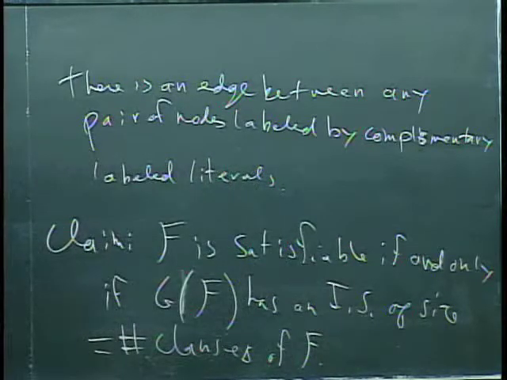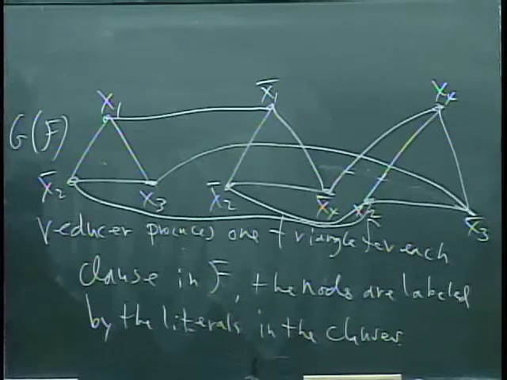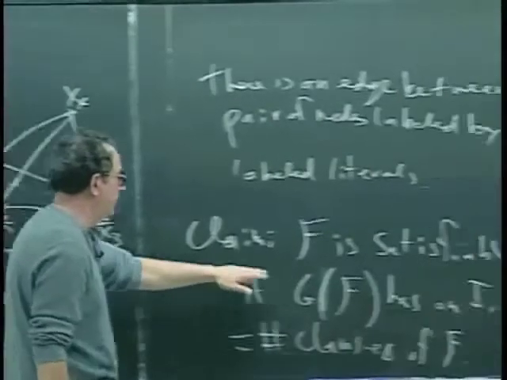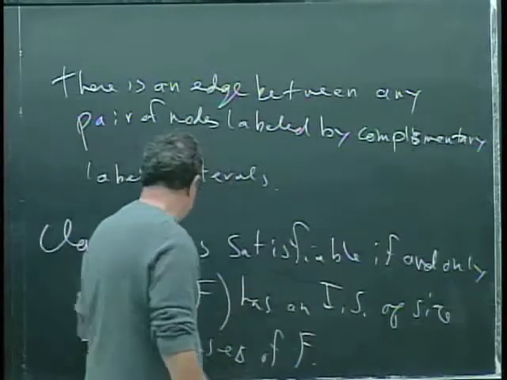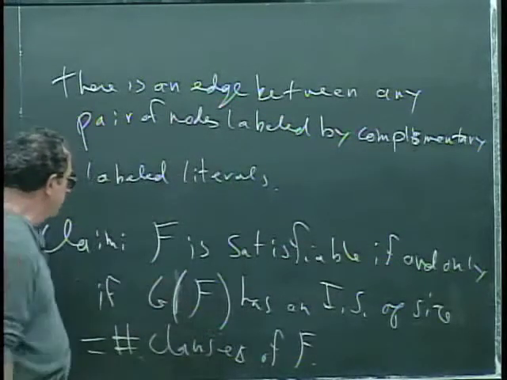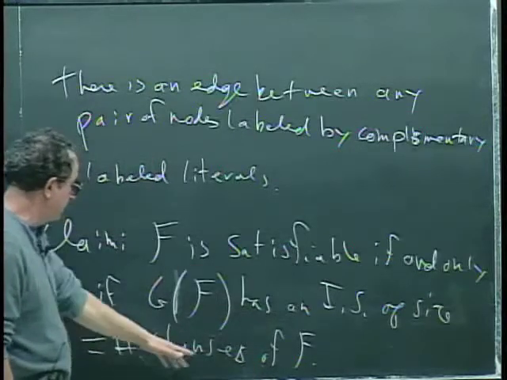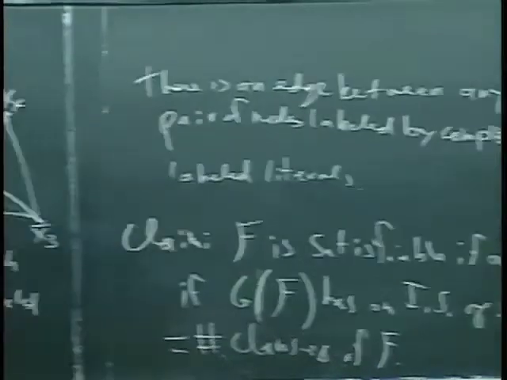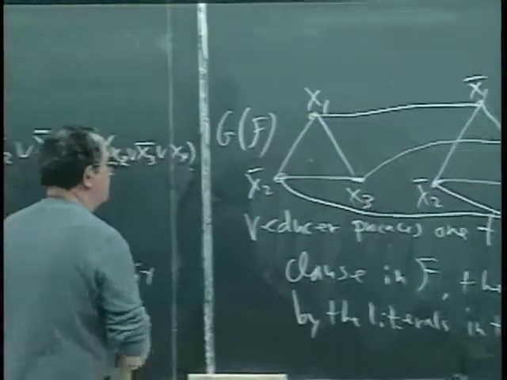Is that obvious to everybody why that's right? Okay, well, let me go through a little bit of the justification. But first, let me just illustrate what it's saying. So we want to know whether the formula is satisfiable. It's satisfiable if and only if the graph that was just produced, and here's an example of it, has an independent set. And what's the size of the independent set? It's equal to the number of clauses in the formula. So it's equal to the number of triangles.